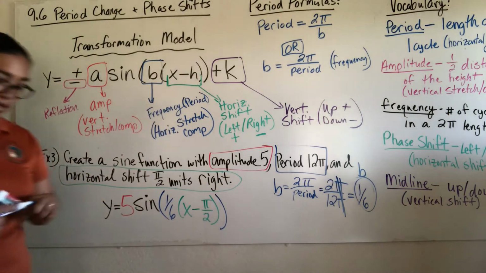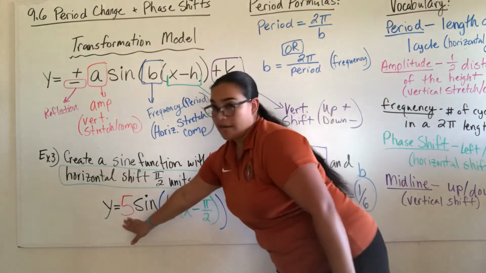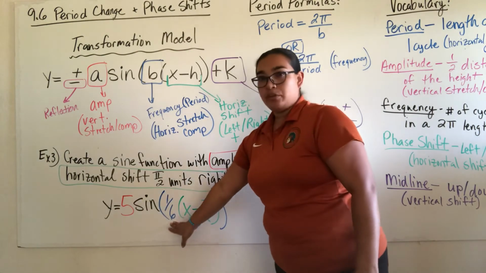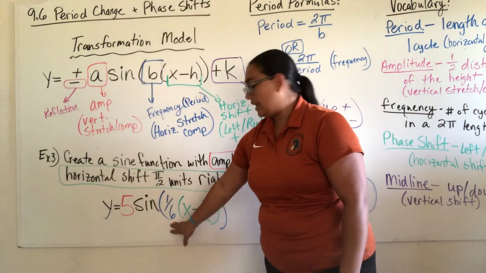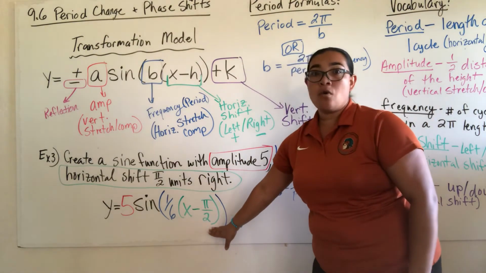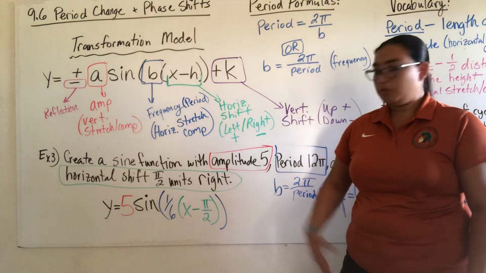And there you go. We just built our function. 3 transformations. Notice the 3 colors. Here's our amplitude. Here's our B value, which is our frequency. It basically controls our period. How long is our period length? And then here, our horizontal shift. How much did it move left or right? And that's it. So we built it.